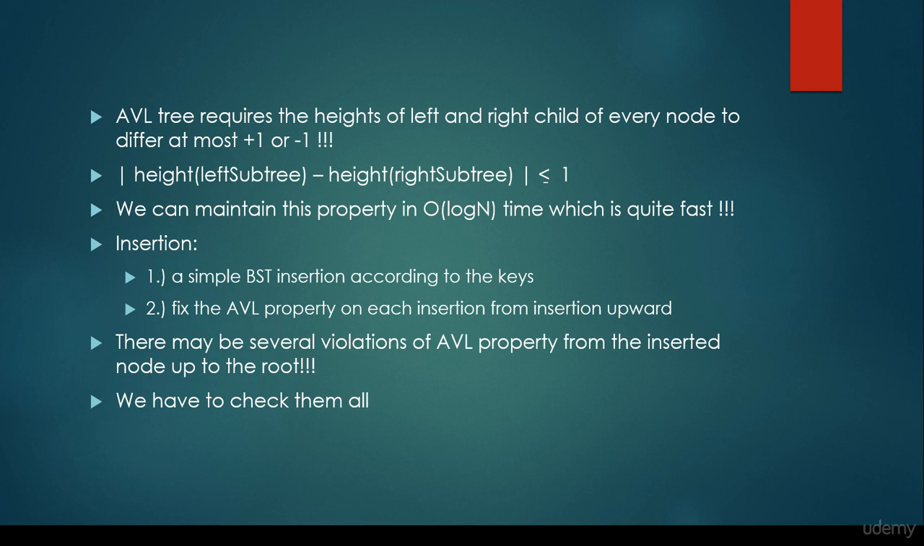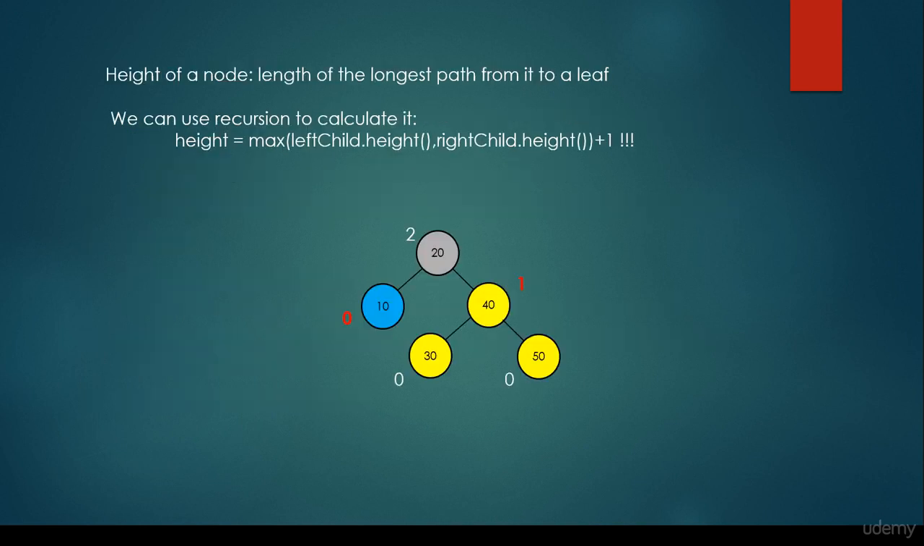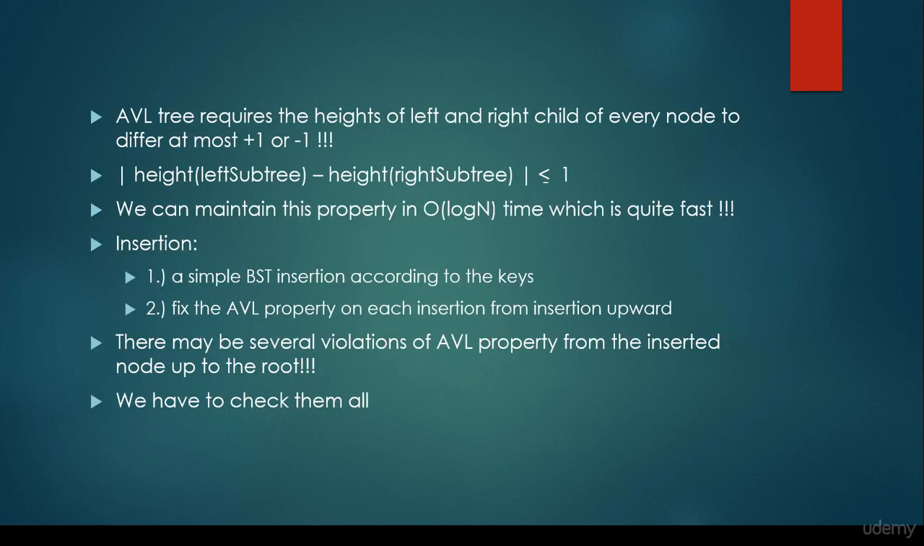Okay, so an AVL tree requires the heights of the left and right child of every node to differ by at most +1 or -1. Here we come to the conclusion that the difference between the height parameters is exactly 1. It's not going to be greater than 1, and that's why we can conclude that this tree is balanced. We don't have to rotate it. Basically, we have to check whether the absolute value of the height of the left subtree minus the height of the right subtree is smaller than or equal to 1 or not.